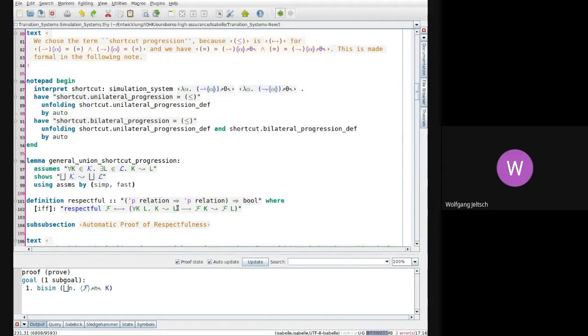Right, so that's defined in terms of shortcut progression, just to make this whole development also applicable to up to context. If we would have the ordinary bilateral progression here, then it would work out except for up to context. And we can look at the idea of the correctness proof first by pretending this is just bilateral progression. So it makes it a bit simpler.